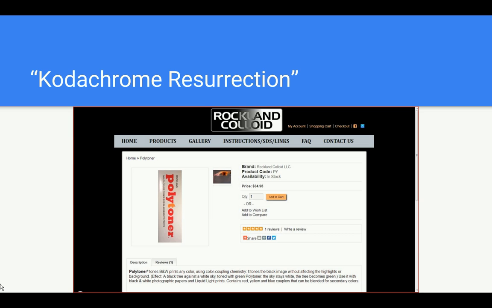They sell liquid emulsions that you can use, and another thing that they sell is this product called Polytoner. Essentially what this is, is a kit containing all three color couplers and the developer for it. So in the future I plan to experiment with this and some old Kodachrome film stock in order to attempt to recreate the color process using the three different color couplers to create the three different dyes within Kodachrome.